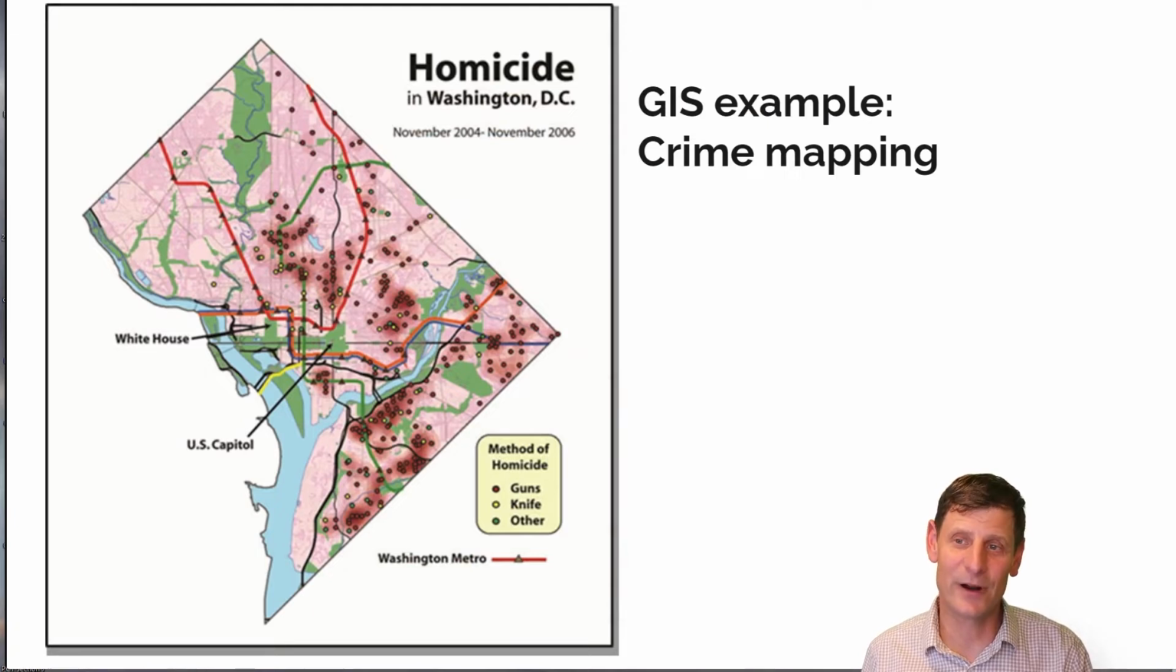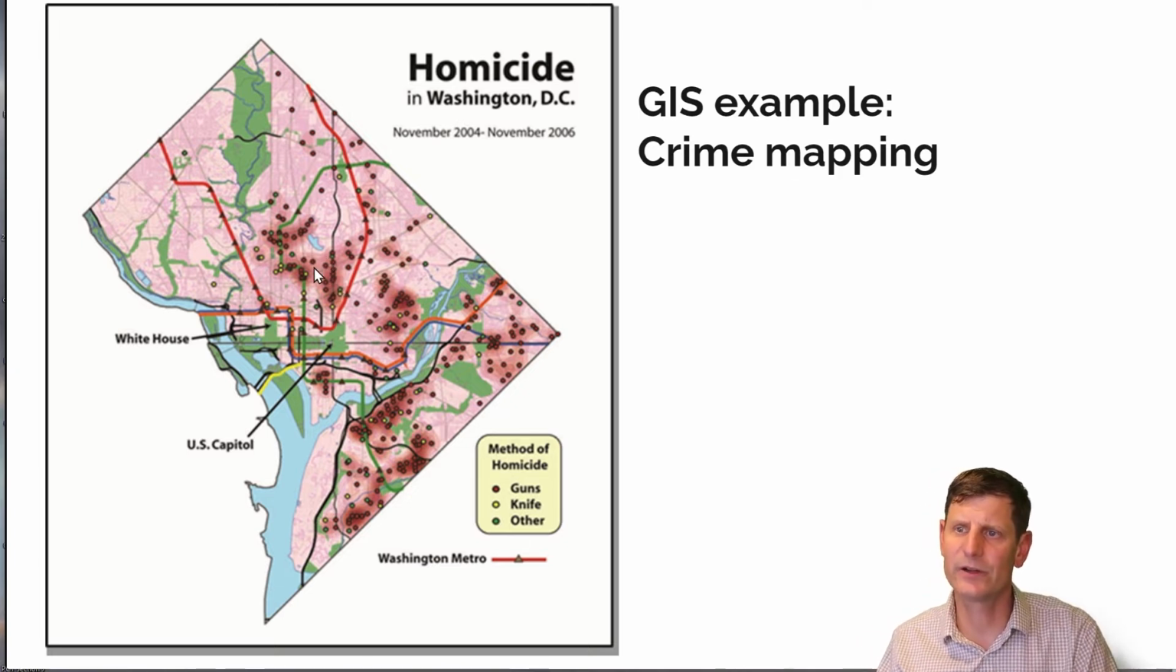A quick example from our textbook is that of crime mapping. And so this is used a lot in criminal justice and law enforcement kind of planning, especially around law enforcement. So crime mapping, in this case, we're looking at homicides in Washington, D.C. over a 2-year period.